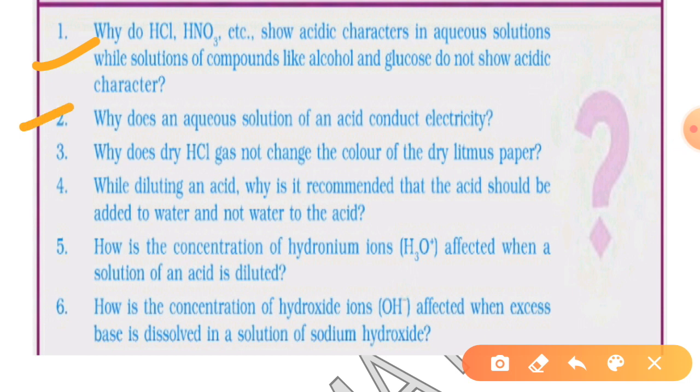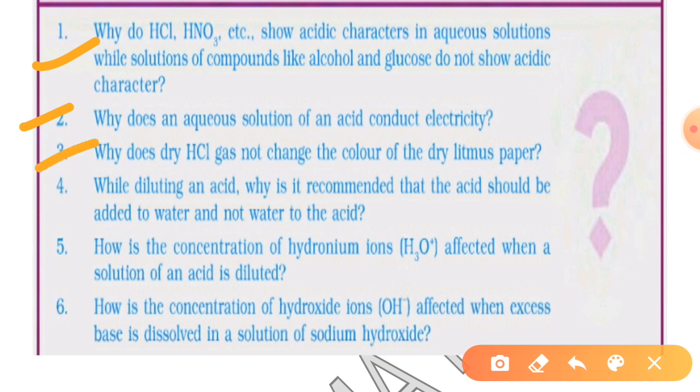Second, why does an aqueous solution of acid conduct electricity? Now, an acid dissociates in aqueous solution and produces H positive ion, which, we know, later forms the hydronium ion, and along with that the corresponding negative ion. These free ions carry the electric charge from one place to another, hence conduct electricity.